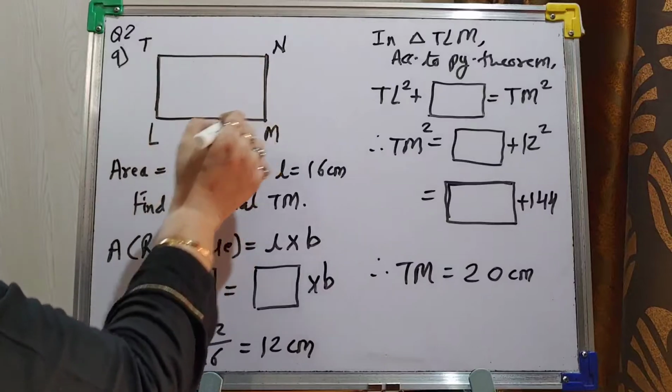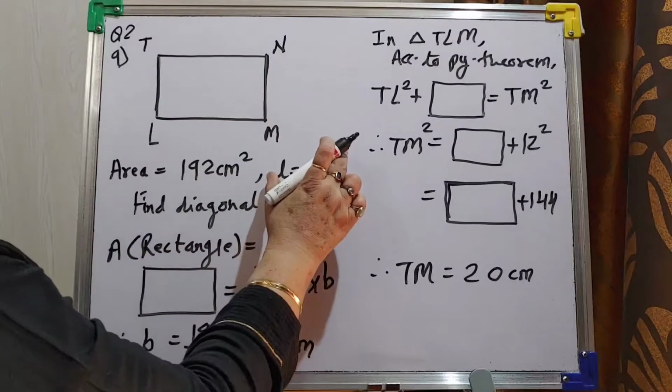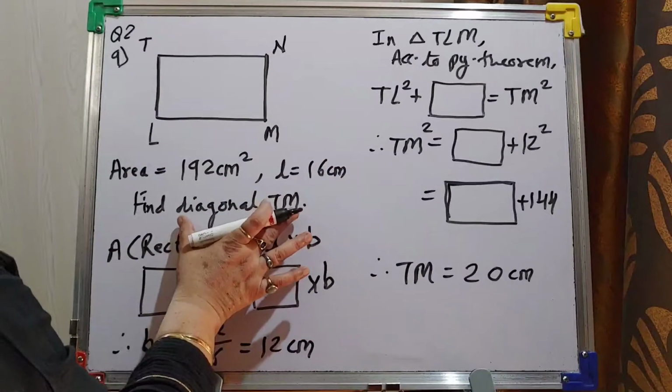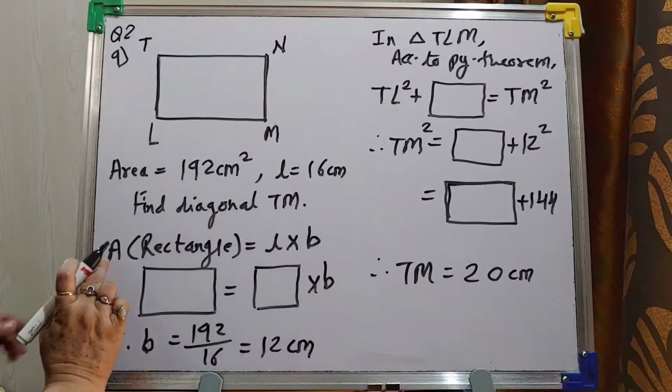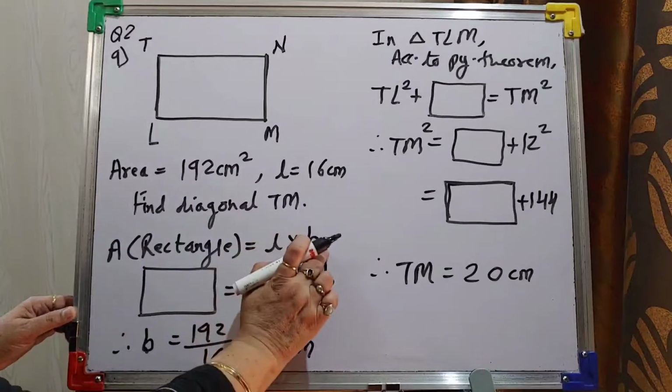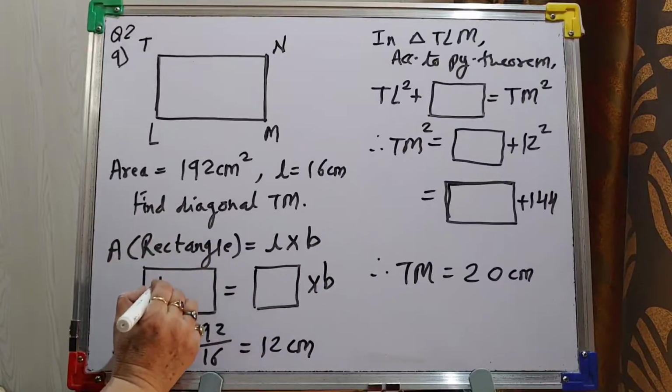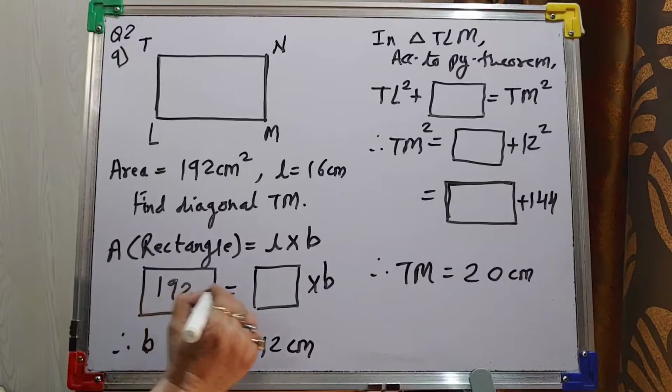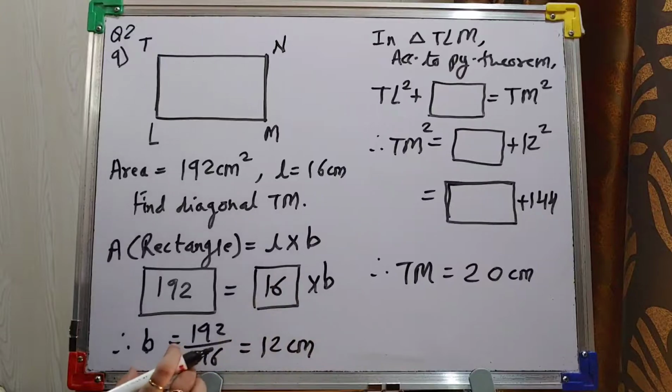Now, in the rectangle, area is given and length is given. You are asked to find out the diagonal. Now, you know that area of rectangle is length into breadth. Now, area is given 192. Length is given 16. So, you will get the breadth as 12.